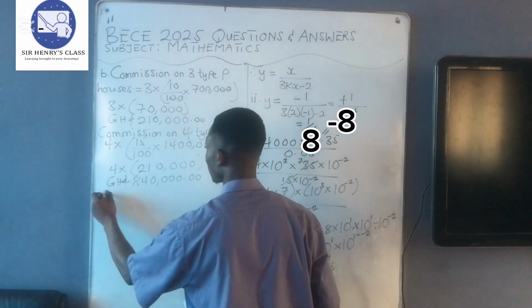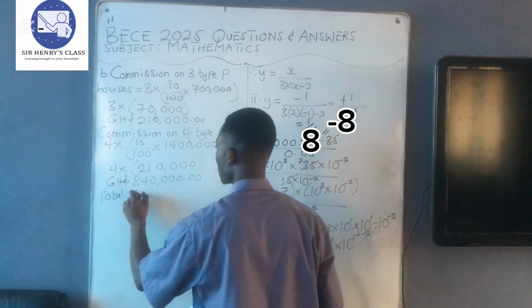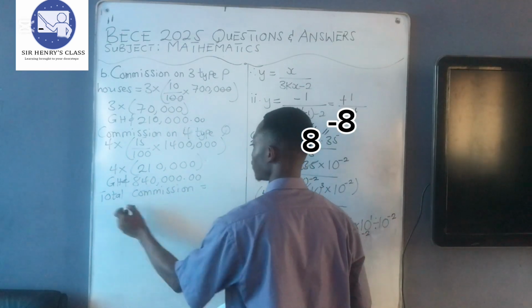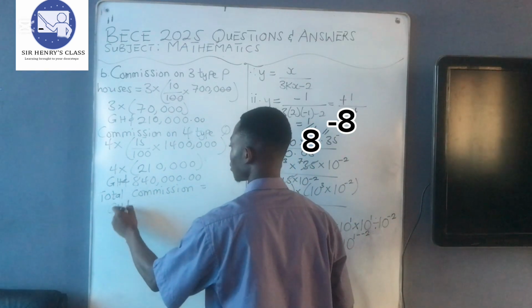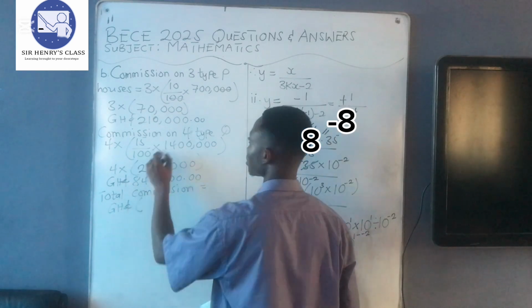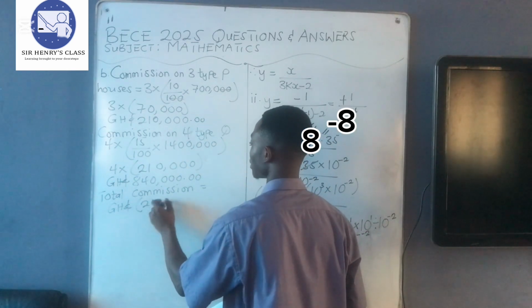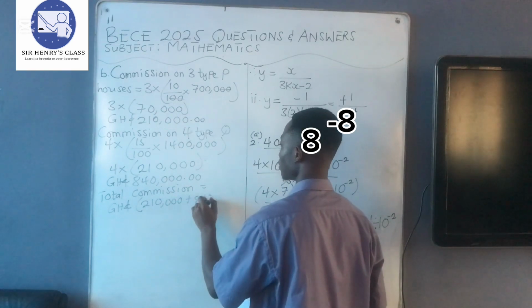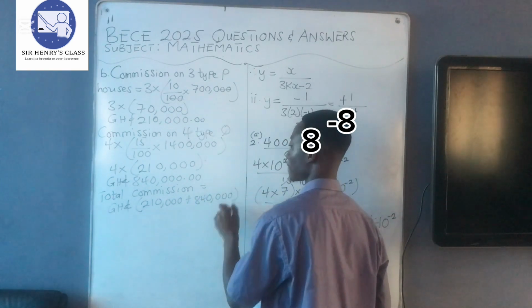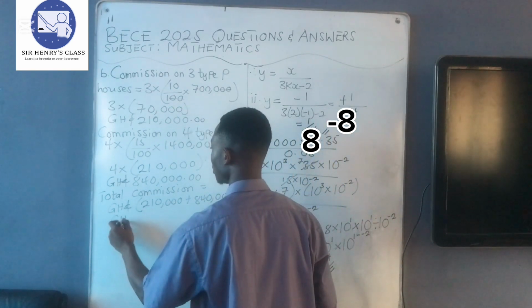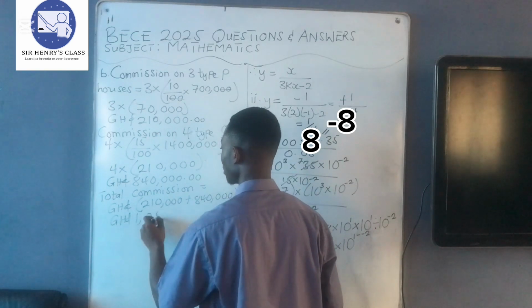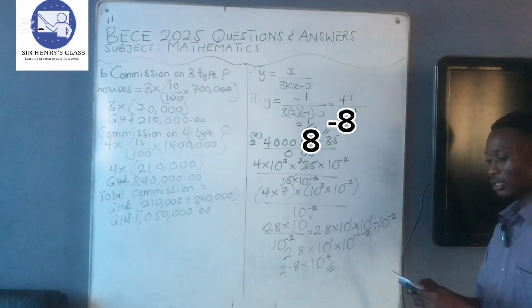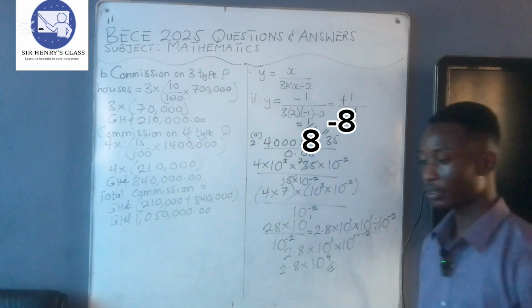Now we have to find the total commission. So the total commission is given by the first commission, 210,000 plus 840,000. So finally we have 1,050,000 Ghana cedis.